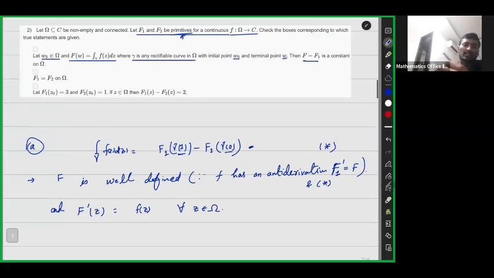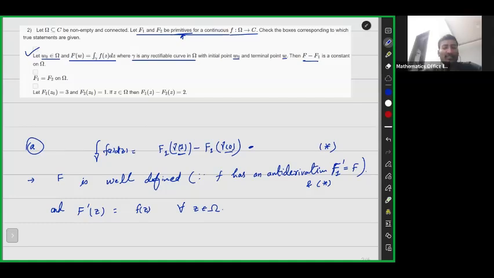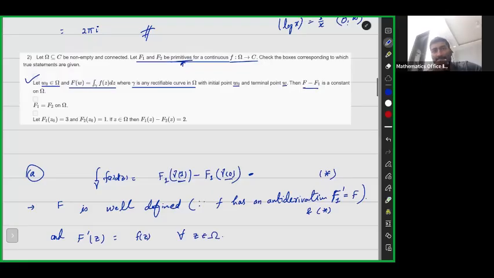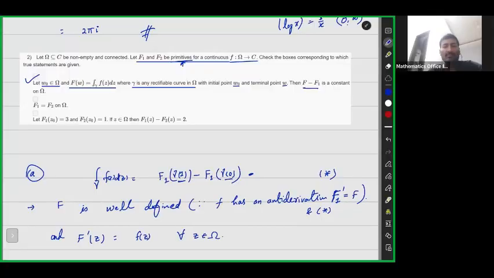Now this is constant, so this is true. What about the second option? You can directly use part A, right? Is this true or false? I'm asking if you can also participate with me. F1 and F2 both are antiderivatives of f. Yeah, it looks to be true. So your guess is it is true, but my guess is it is not true. I will tell you how.